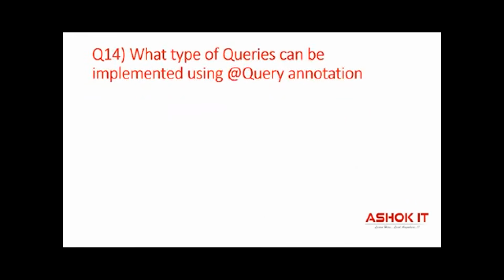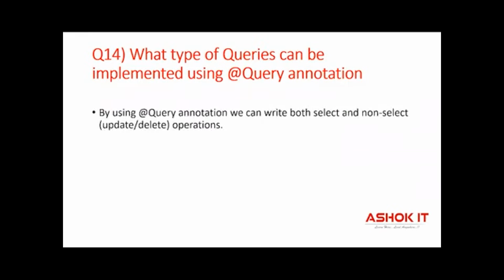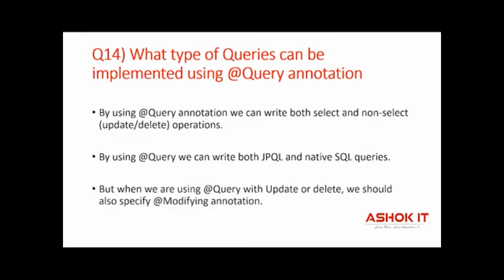So what are the types of queries we can write by using @query annotations? By using @query annotations, we can define both select and non-select operations. That is called update and delete, but not insert. Remember it, but not insert. We have to use @query. We can write even JPQL, HQL queries, and native SQL, means pure SQL queries also we can write. Database dependent queries also.